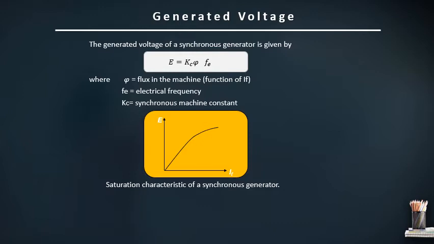You can see the saturation characteristics of the synchronous generator. This characteristic plots the generated voltage against the field current. On the horizontal axis, we consider the field current IF, and on the vertical axis we consider the generated voltage.